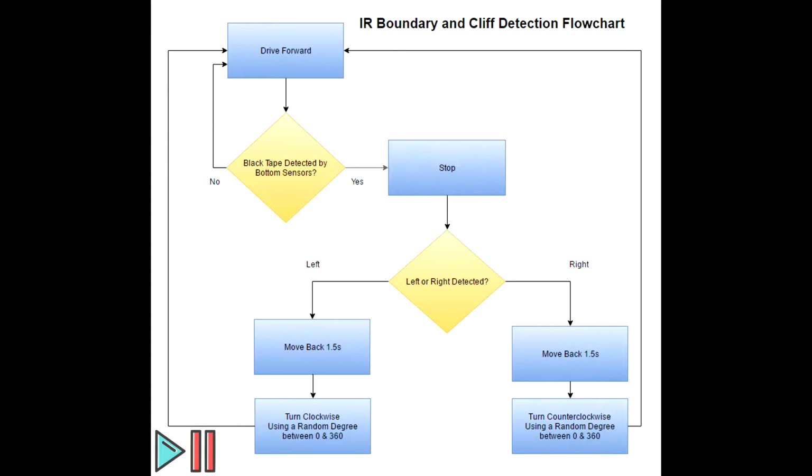The robot drives until a cliff or boundary is detected. When the obstacle is detected, it rotates by a random angle accordingly. This randomness aspect is required to ensure that the entire terrain is covered.